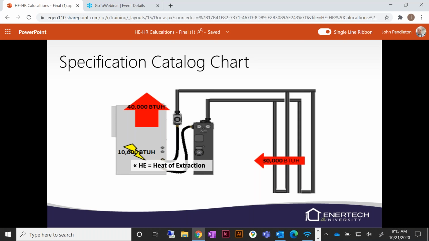If you've ever looked at heat of rejection and heat of extraction, you'll notice that heat of extraction is always lower than heat of rejection. In cooling mode, we're pulling heat from the home. We're also picking up that heat of compression in the compressor. We still have to do something with it, and we're putting that into the loop field as well. So if for some reason we were pulling 40,000 BTUs from the home, we would pick up that heat of compression, which would be 10,000 BTUs, and so you would put 50,000 BTUs back into the loop field. Heat of rejection should always be higher than your heat of extraction.